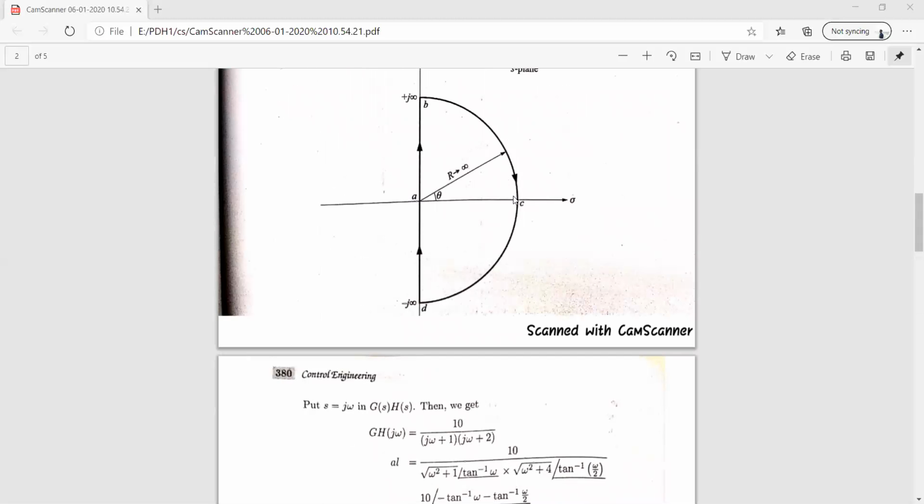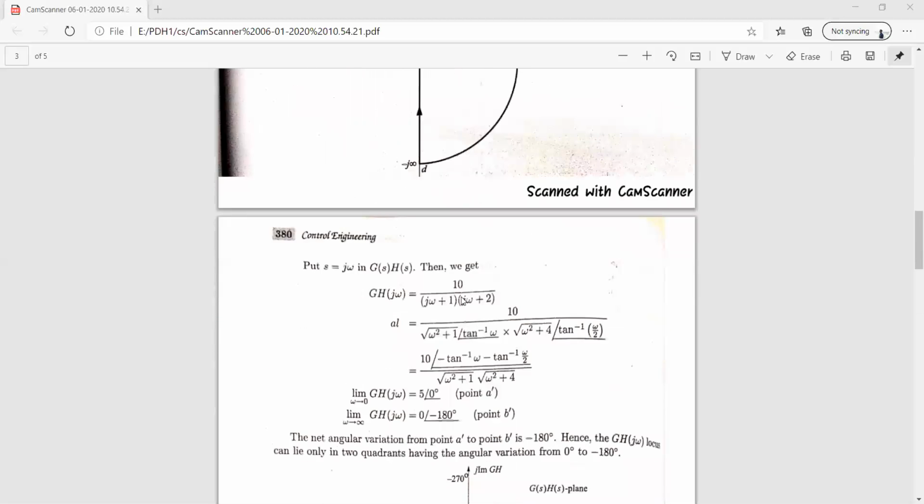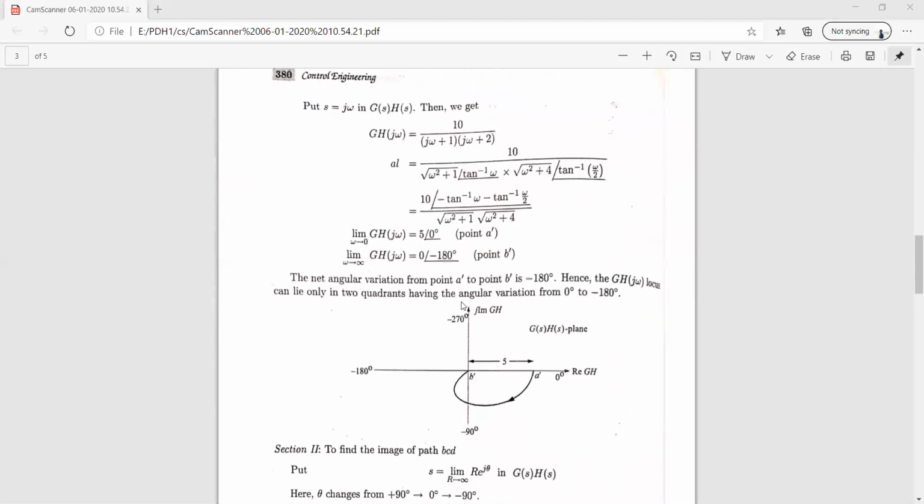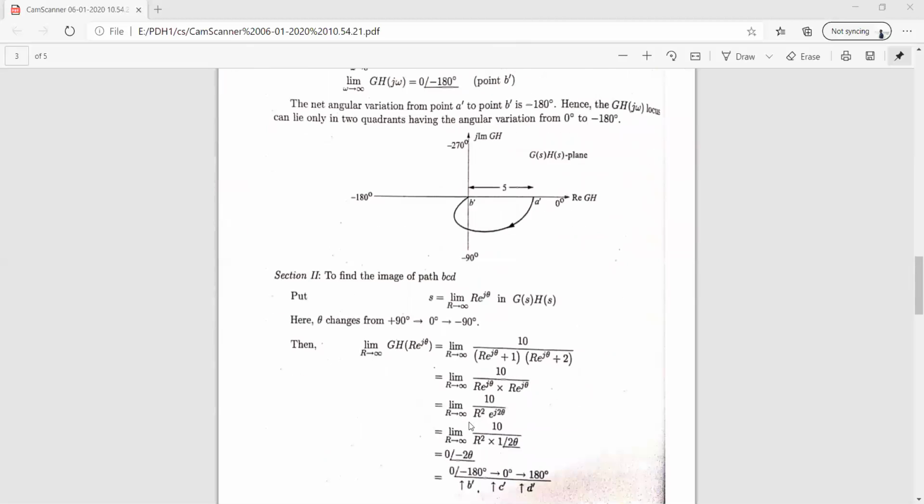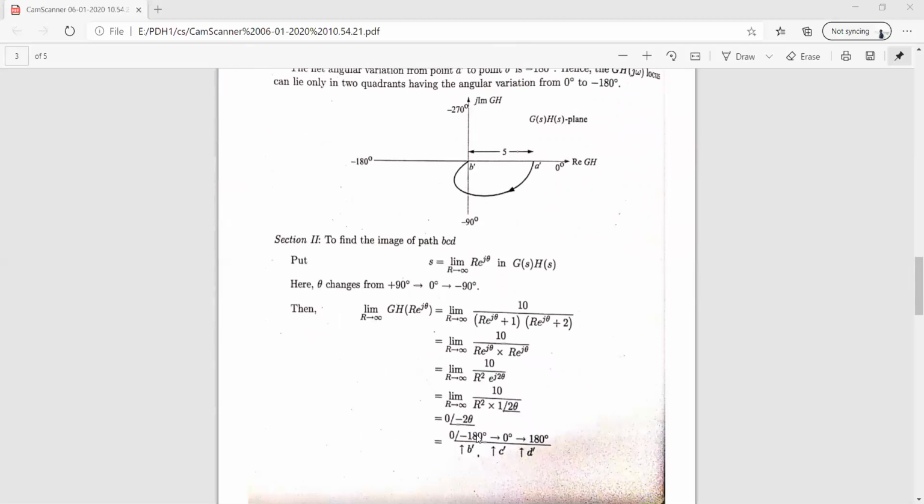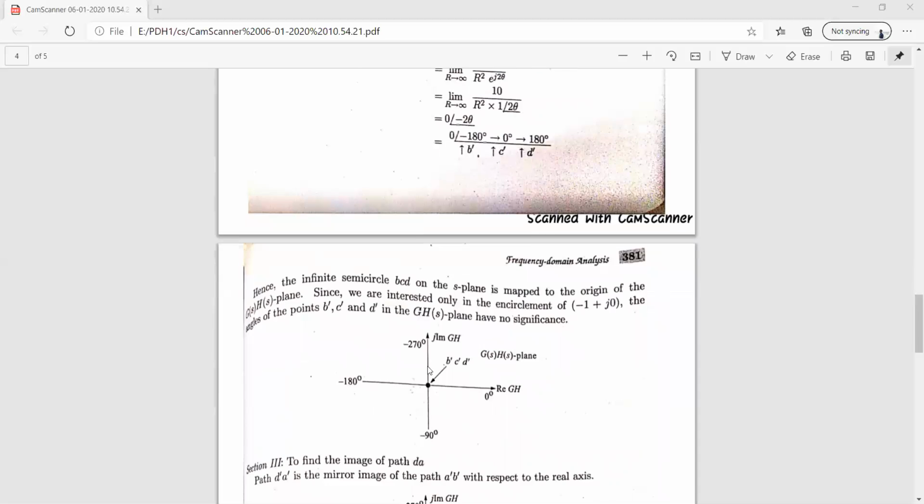See here, the angle variation is 90 degree, 0 degree and minus 90 degree. If I substitute those, I'll get minus 180 degree to 0 degree to 180 degree. So these points can be called B dash, C dash, D dash, with the magnitude as 0, which means this point will be at the origin. So that I can show you. See, B dash, D dash, right?